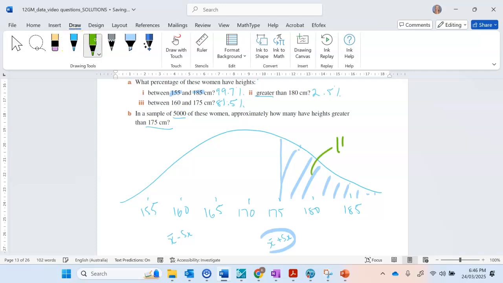So that is 16%. So we're just going to do 16% of 5,000. Now, when we're doing a percentage of a number, we just convert it into a decimal. So 16 of 100. The word "of" kind of means multiply, and then we're multiplying it by 5,000. So we can just plug that into our calculator.